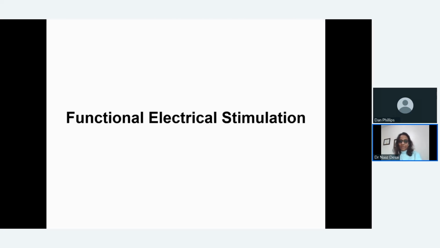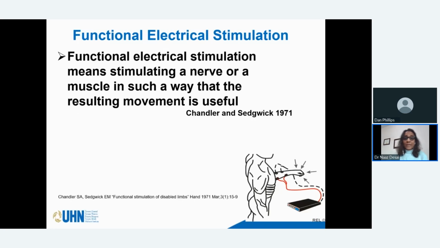So then moving on to functional electrical stimulation. Functional electrical stimulation means stimulating a nerve or a muscle in such a way that the resulting movement is useful. And this is an oversimplification of the definition. Really what we are trying to do with FES is produce task-oriented movement, which is required in day-to-day life to produce a certain function. That's really where FES works best, or that's the bottom line when we talk about functional electrical stimulation: the purposeful movement, the task-oriented movement.